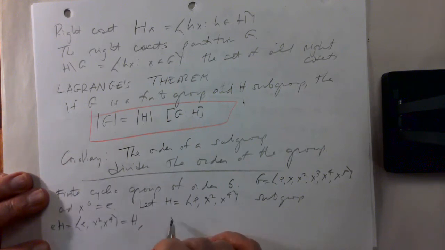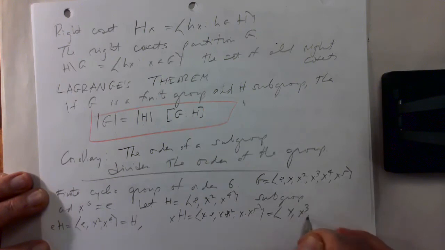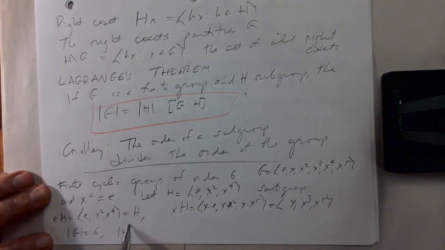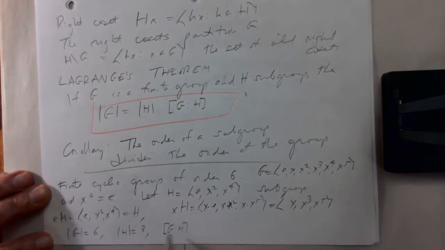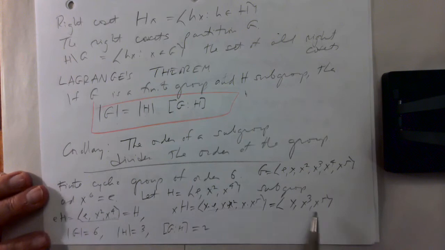If I take the left coset XH, this is x times E, x times x squared, x times x to the 4th. That's x, x cubed, and x to the 5th. What do we know? The order of G is 6. The subgroup has 3 elements. The order of H is 3. That means the index, the number of left cosets, is 6 over 3, which is 2. And here they are. This is one coset, and here's the other coset.